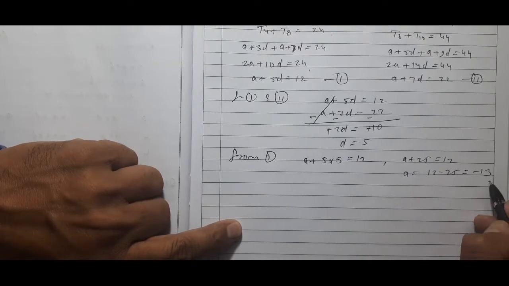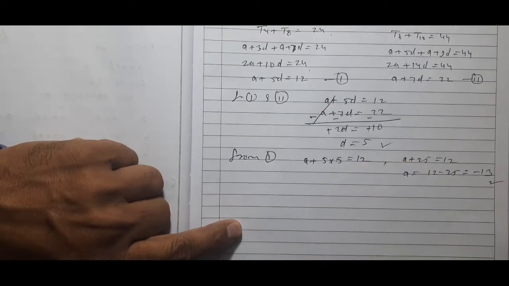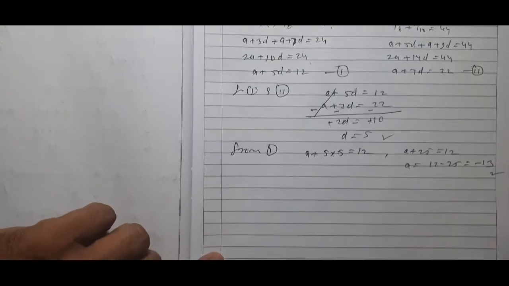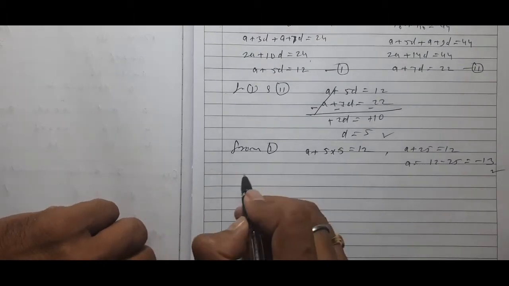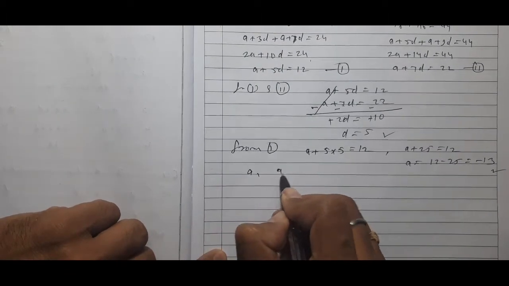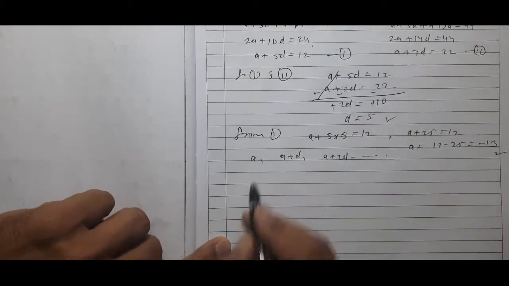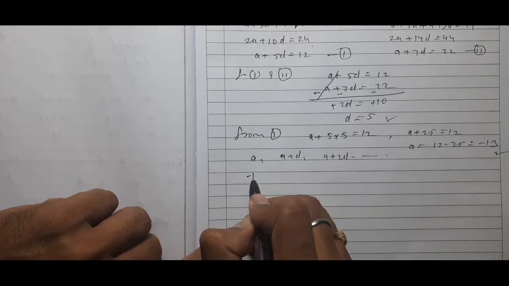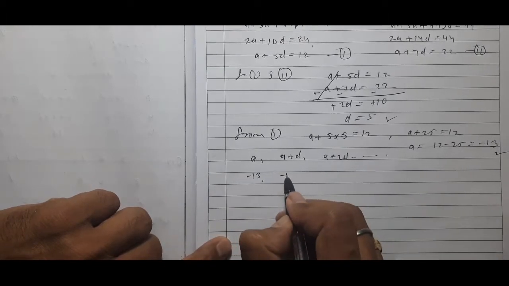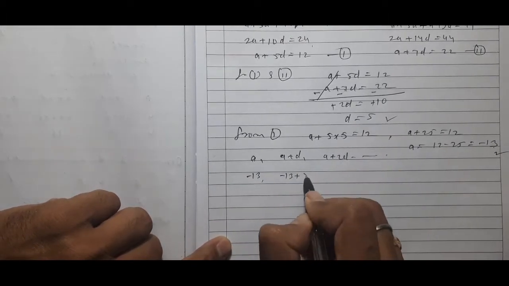So we have the A value and we also have the D value. We have to find the AP. So AP is A, A plus D, A plus 2D and so on. A value is minus 13, so put minus 13 here. A value minus 13 plus D value 5.